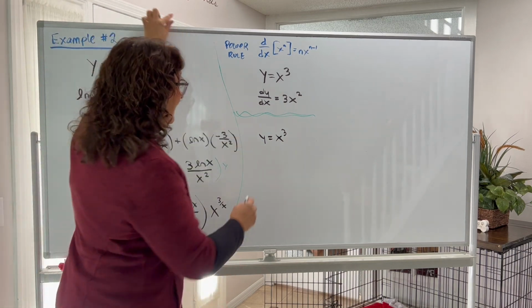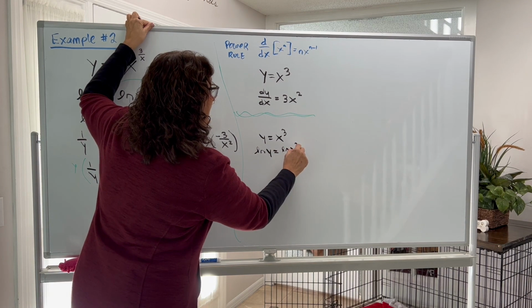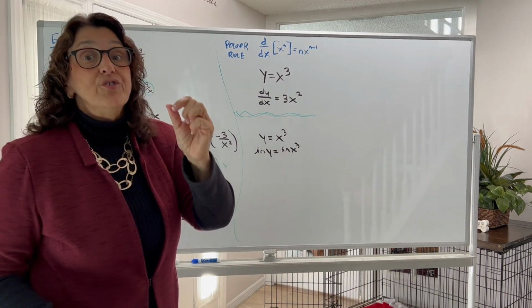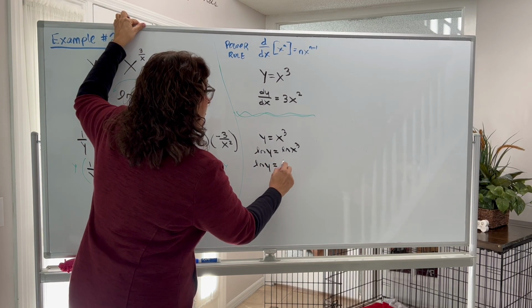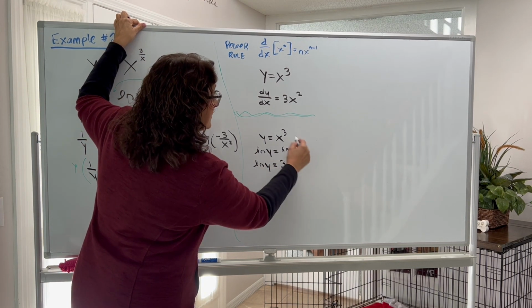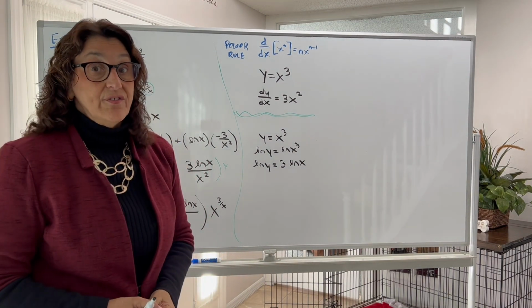Okay, can I use it on this? Natural log both sides: ln y, ln x cubed. Use your properties to simplify. On the left side, ln y. The right side is going to be 3. Bring the 3 around front times natural log x.